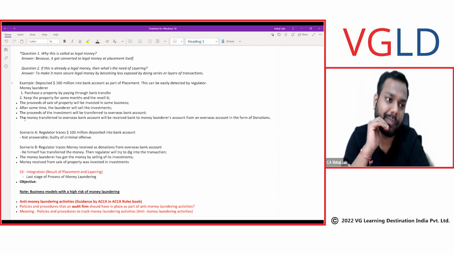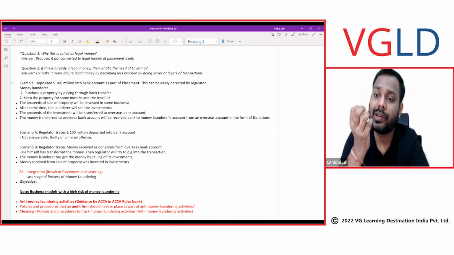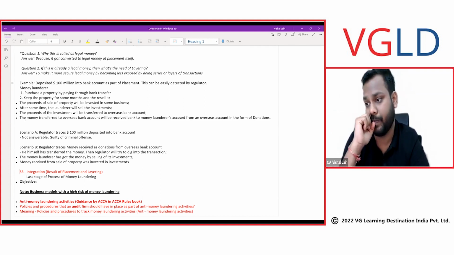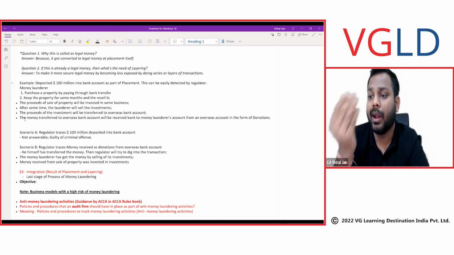See, Samsung, understand that I'm not saying by doing layering, we have mitigated the risk. No. By doing layering, we are just reducing the risk. Okay, might be the case.